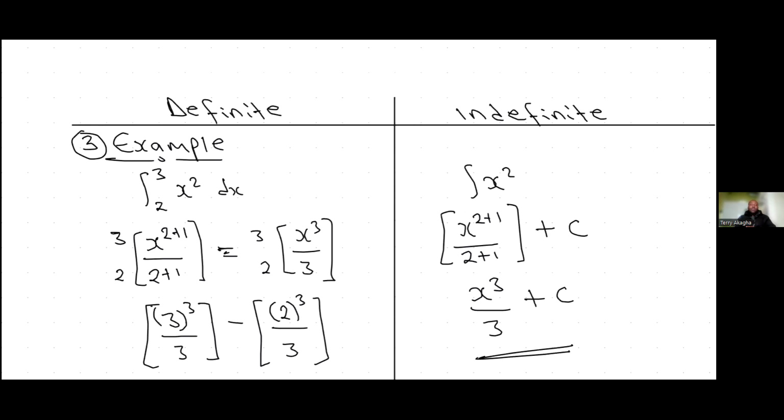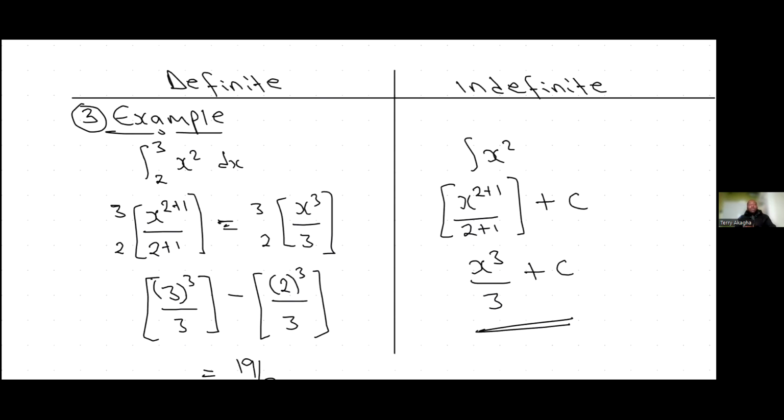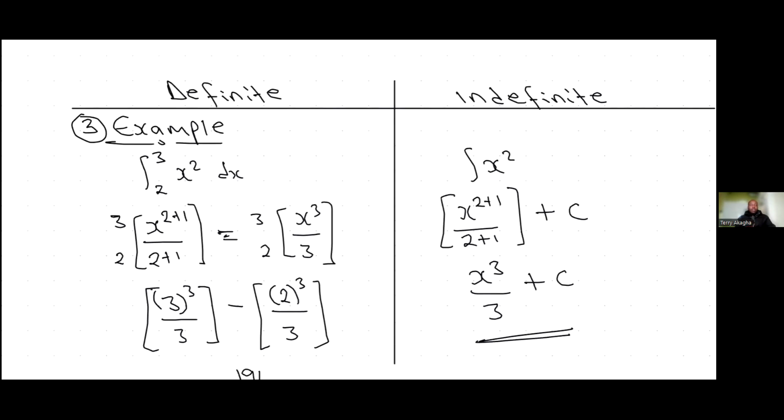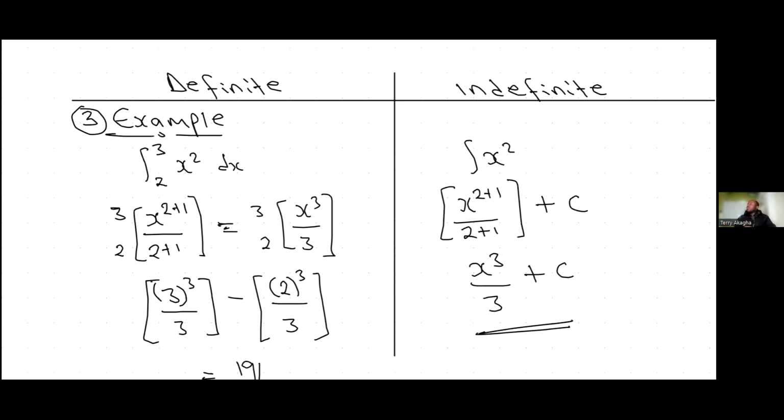Okay, so I've talked a lot about indefinite. In the next video, I'm going to talk about how we solve definite integration, all right? That's what I'm going to talk about in the next video.